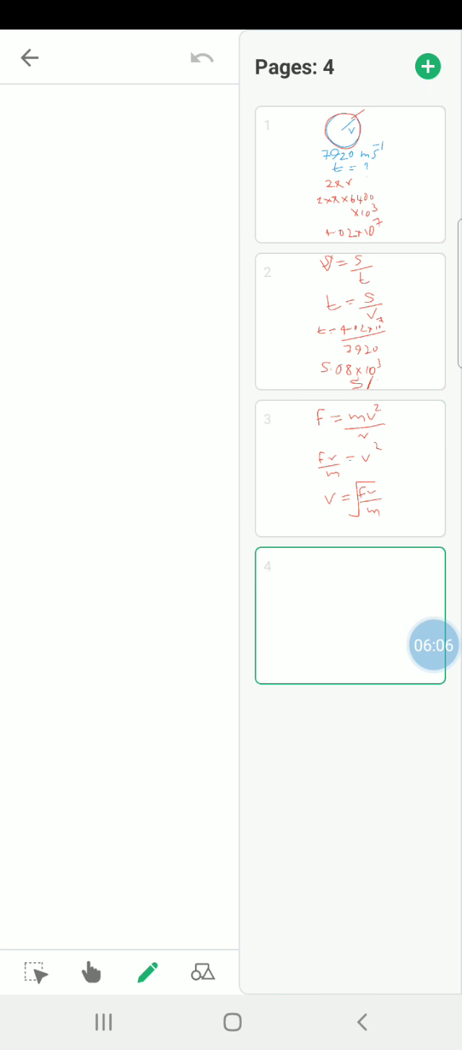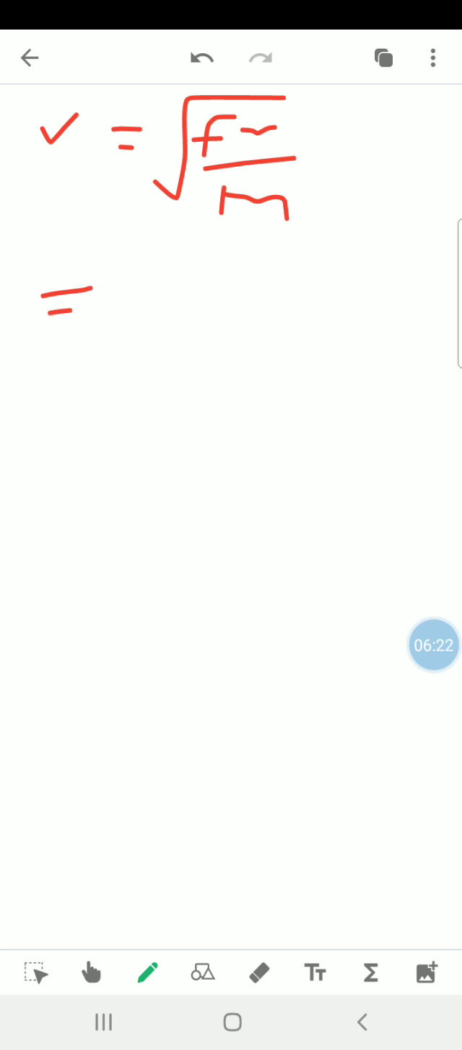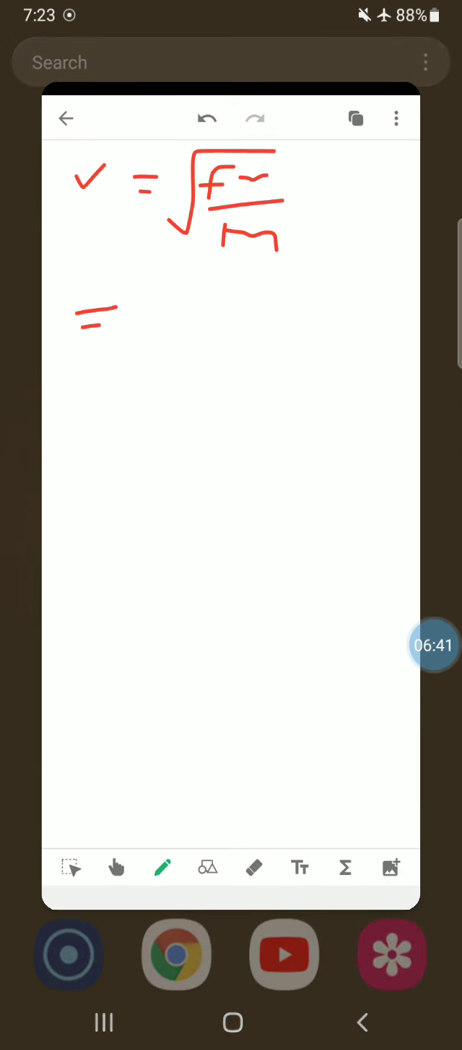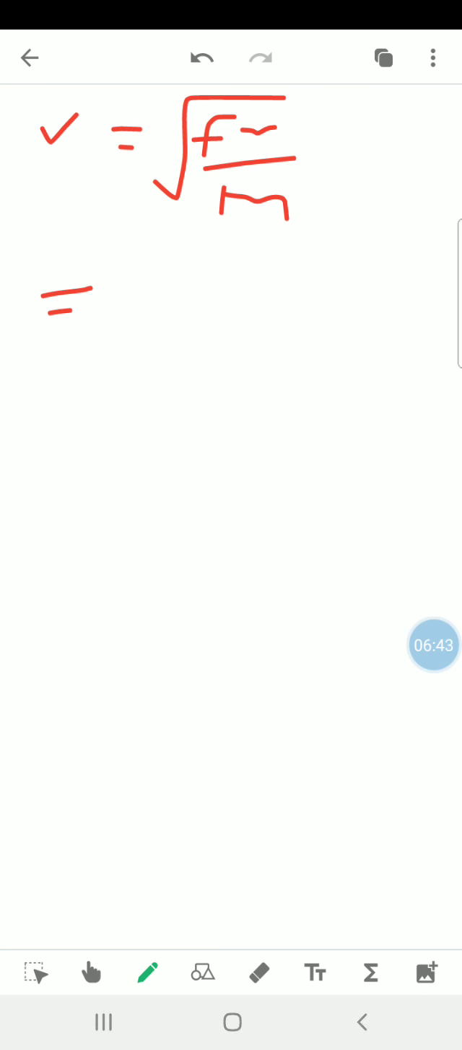So now we have an equation. Now we need to substitute the values. Now v equals, I will rewrite it, the square root of fr divided by m. V is what we are trying to figure out. F we know. What is f? Now they have given the values. The stone of mass 0.2 kilograms whirled around a string of length 30 centimeters, and then they have given the maximum force is 8 newtons. So at 8 newtons, that is the maximum centripetal force.